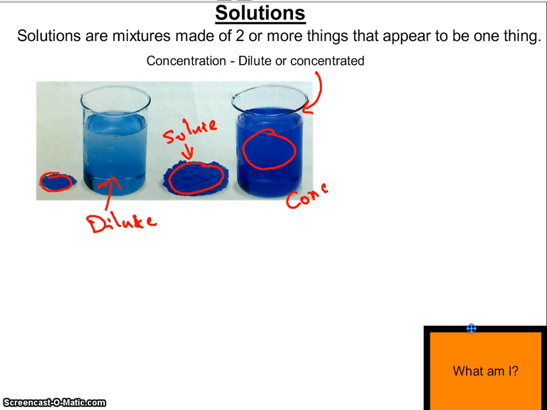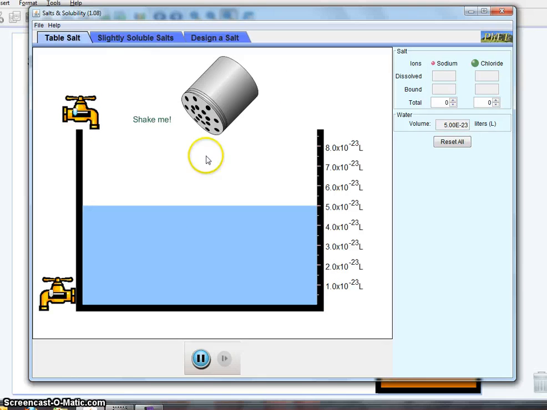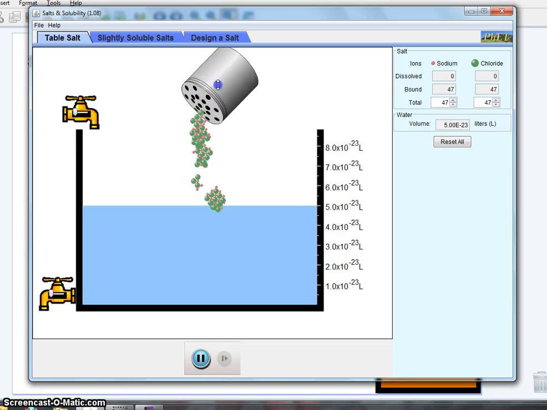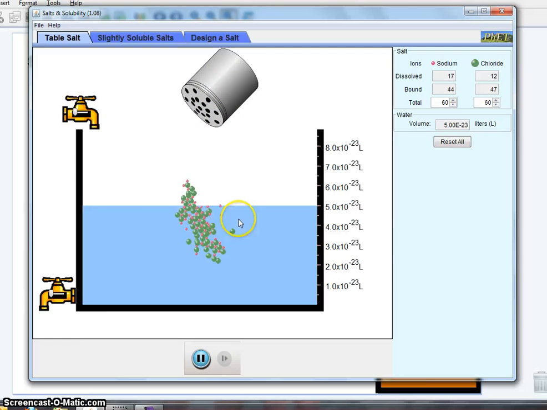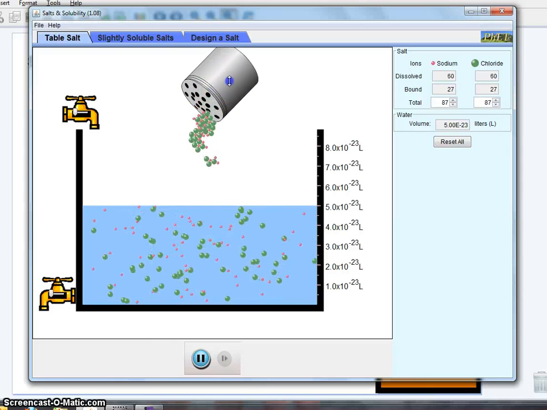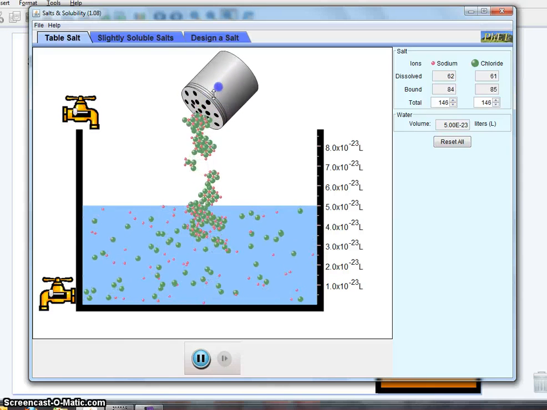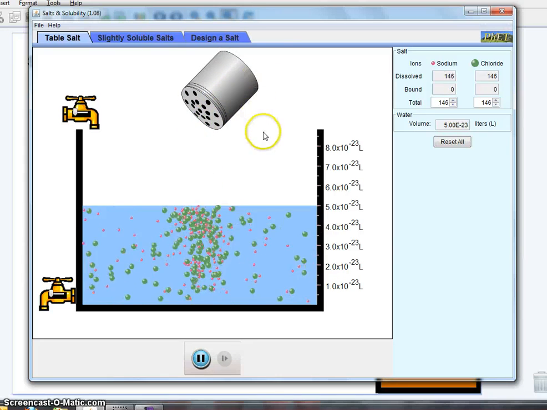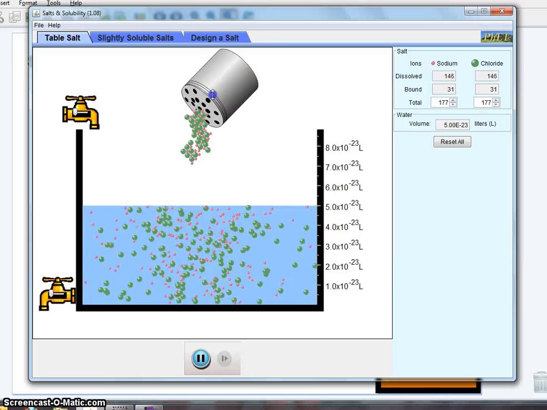Now, I have an animation that I would like us to look at about solubility. What it tells us is I have right here just some water and some salt. As I shake this salt shaker, salt falls out. As the salt goes into the water, it starts to dissolve. Now there's a thing known as solubility. Solubility means that you get to a point where a solvent can no longer dissolve any more substance.